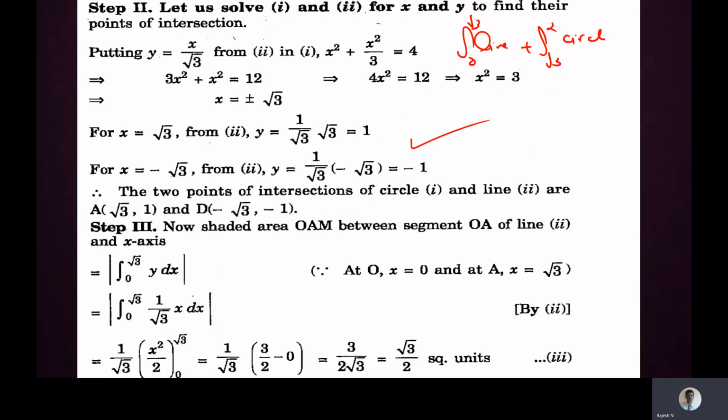First, the integral from 0 to root 3 of y dx. y dx means 1 by root 3 times x dx. 1 by root 3 is a constant. The integral of x is x squared by 2. Applying the upper and lower limits, you get root 3 by 2 square units.